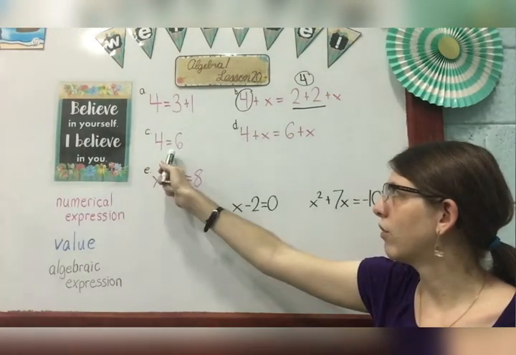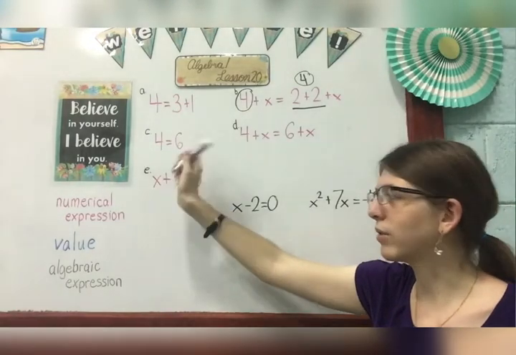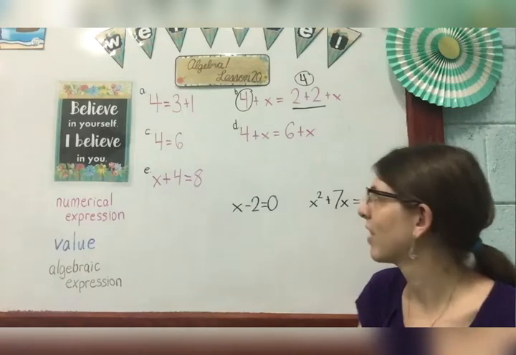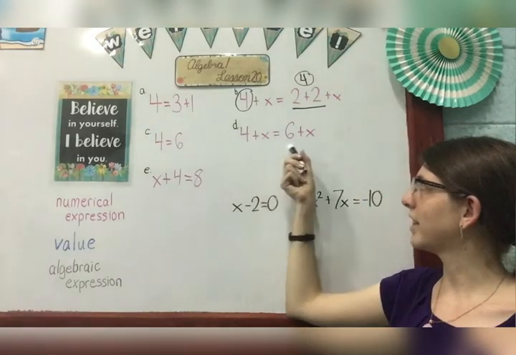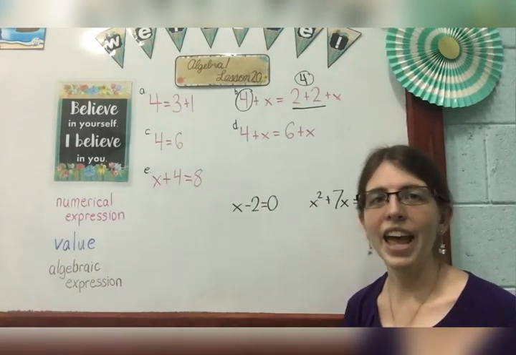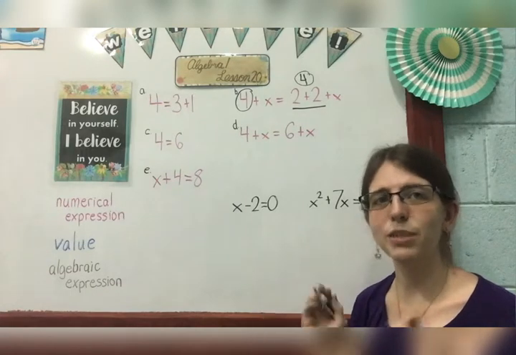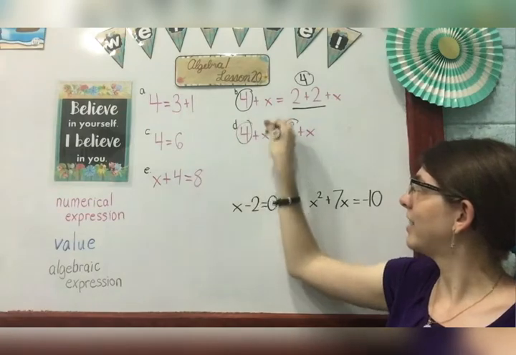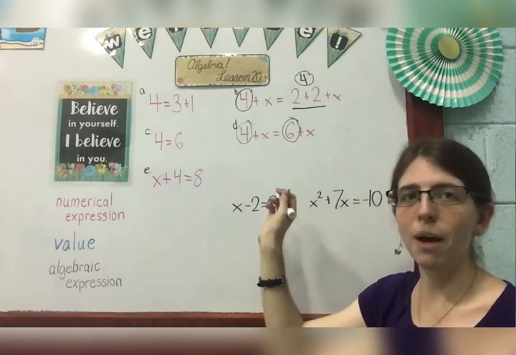Over here I have 4 equals 6. No, that's not true. 4 and 6 aren't the same, so it's false. Here I have 4 plus x equals 6 plus x. Again, it doesn't matter what x is, this will never be true because you have 4 on this side and 6 on this side, and that's it, no other numbers.